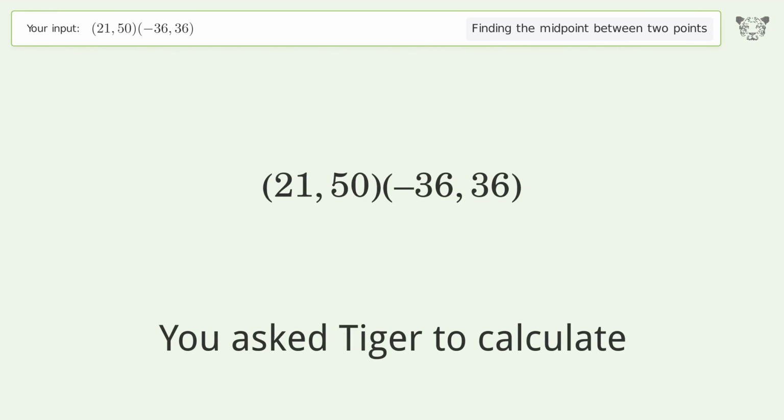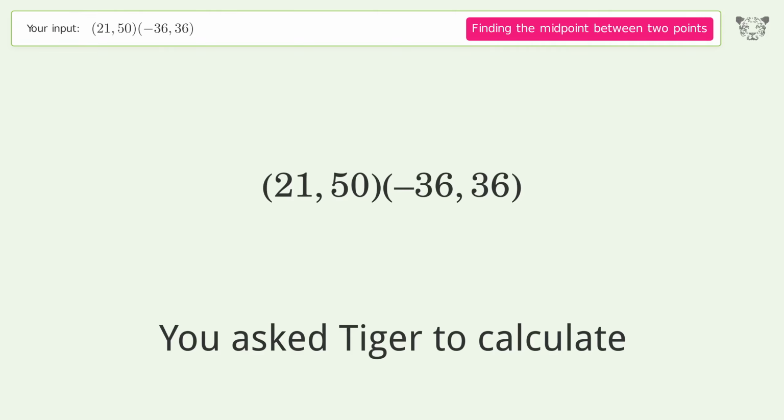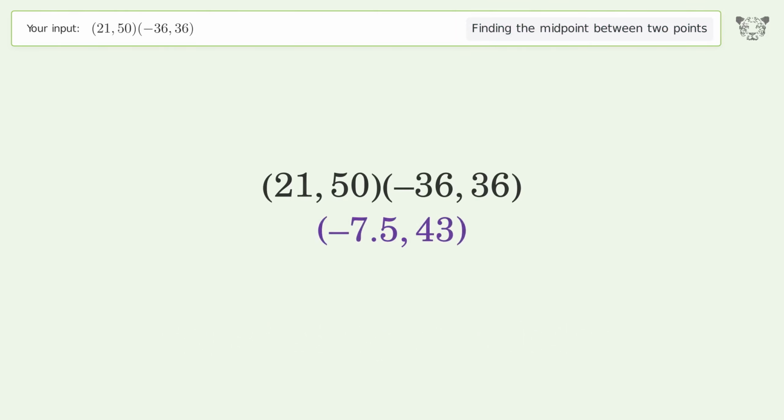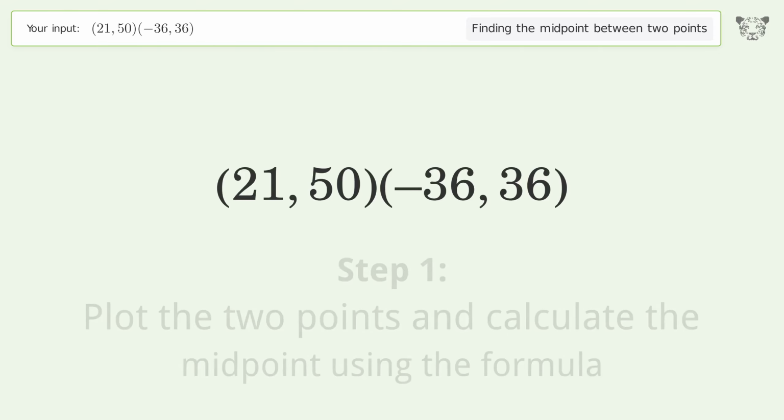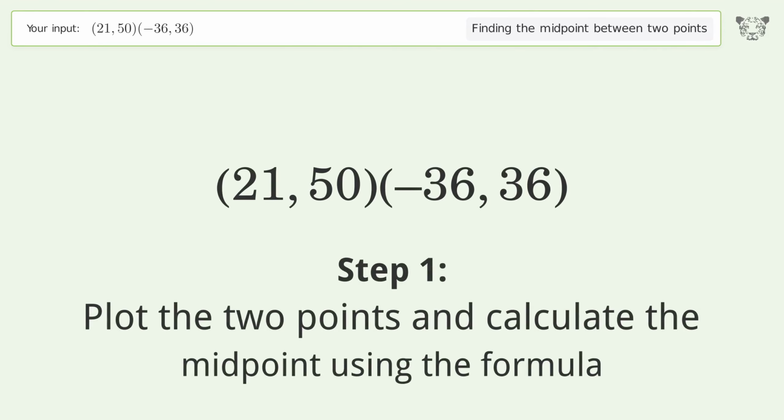You ask Tiger to calculate. This deals with finding the midpoint between 2 points. The midpoint between the 2 points is negative 7.543. Let's solve it step by step. Plot the 2 points and calculate the midpoint using the formula.